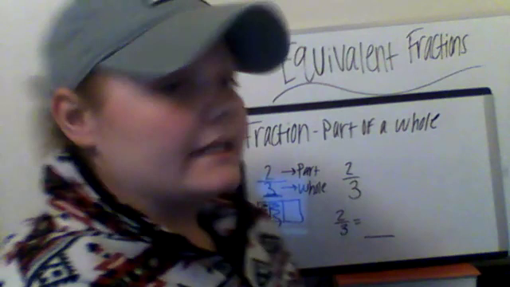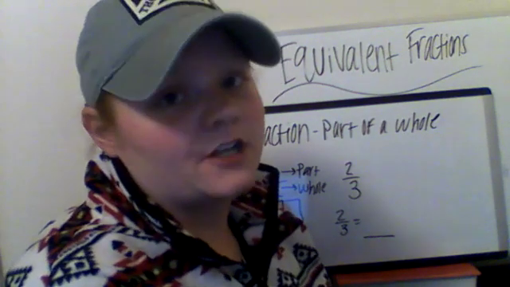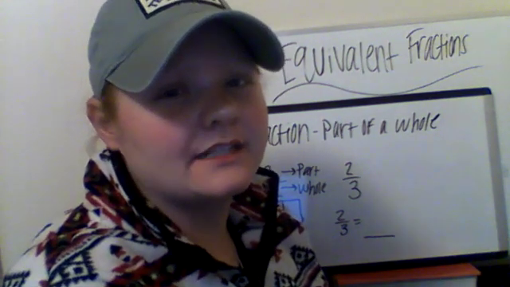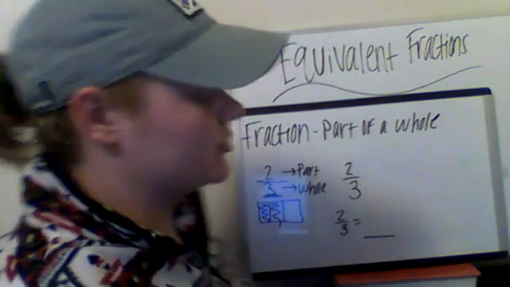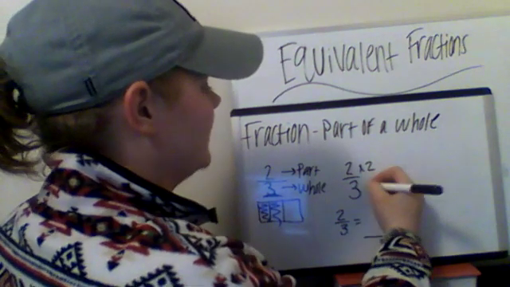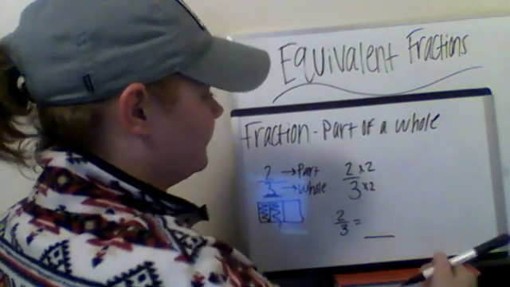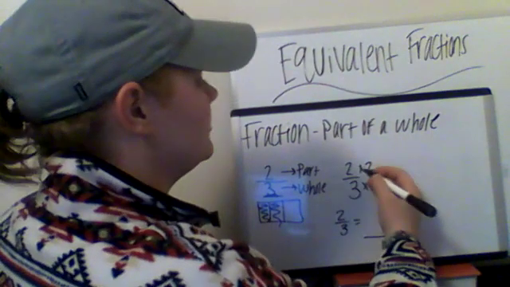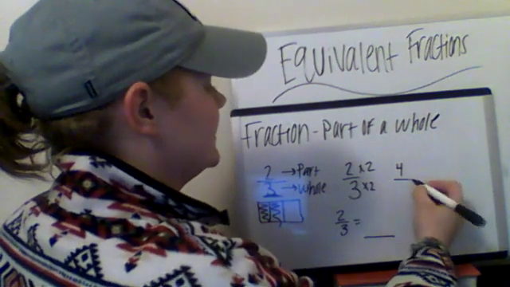So I like to keep things simple, so I like to multiply my fractions by either 2 or 3 to get the equivalent fractions if you can. Sometimes you might not be able to, but I like to multiply by easy numbers. So I'm going to multiply my top number and my bottom number, which is my numerator and denominator, by 2. 2 times 2 is 4. 3 times 2 is 6.